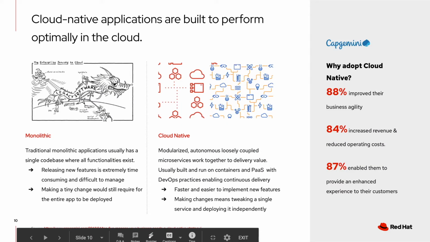Traditional monolithic applications usually have a single code base where all functionalities exist. Cloud-native applications, on the other hand, are characterized by modularized, autonomous, loosely coupled microservices that work together to deliver business functionality. They are usually built and run on platform as a service using containers with DevOps practices enabling continuous delivery. As a result, cloud-native applications are many times faster and it is much easier to implement new features. Making changes means tweaking a single service and deploying it independently rather than deploying the entire application.